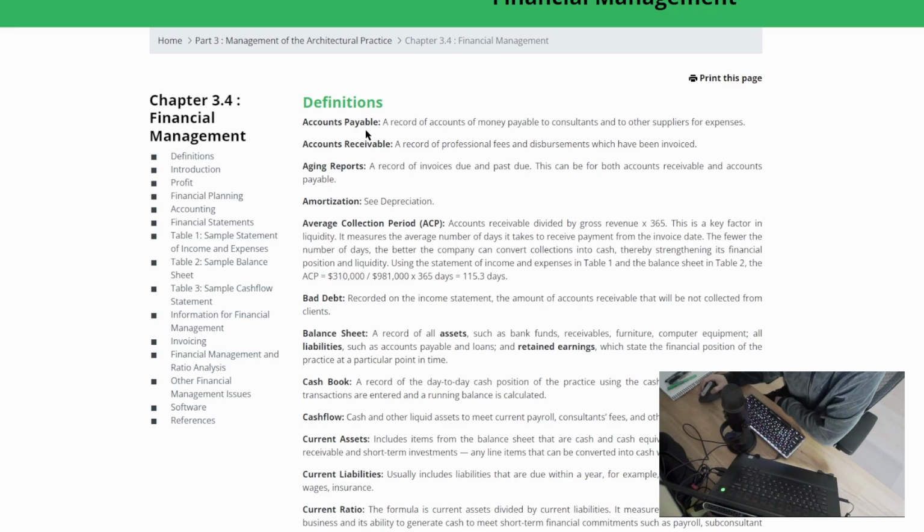Accounts payable: a record of accounts of money payable to consultants and to other suppliers for expenses. Accounts receivable: a record of professional fees and disbursements which have been invoiced. Aging reports: a record of invoices due and past due. This can be for both accounts receivable and accounts payable. Amortization: see Depreciation.